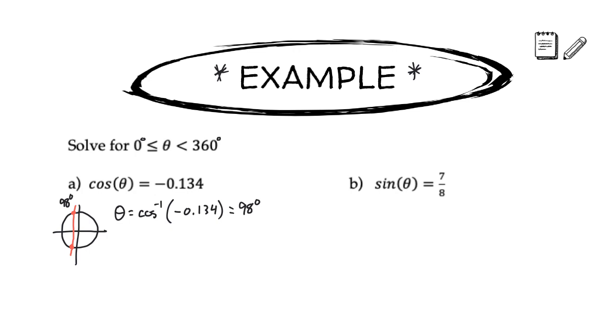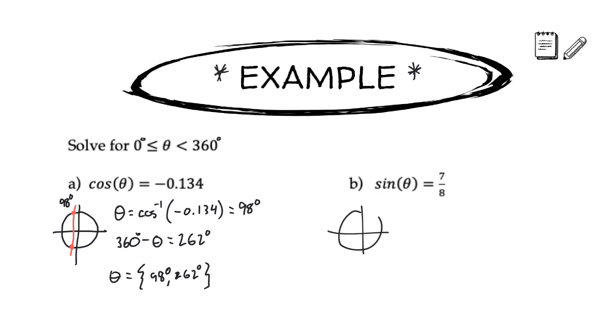The second solution is simply going to use the symmetry of the unit circle here, and it's exactly equal to 360 minus the theta that I found. This is always going to be true for cosine. So 360 minus 98 is going to give me 262 degrees. And these are my 2 solutions on the interval 0 to 360.